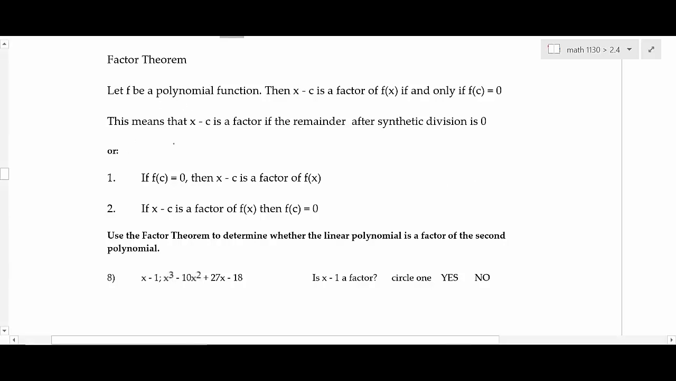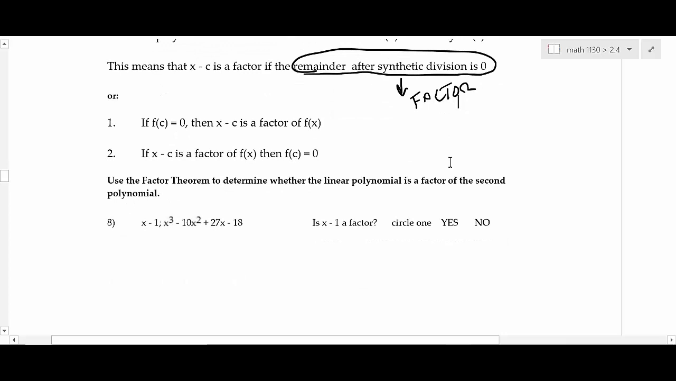So what the factor theorem is going to say is if you synthetically divide a factor into that polynomial, what'll happen is if the remainder after synthetic division is 0, then we would say it's a factor of that polynomial, okay? So what happens on this, if it's a factor, then it ends up being a zero. If it's a real number, it ends up being an x-intercept.